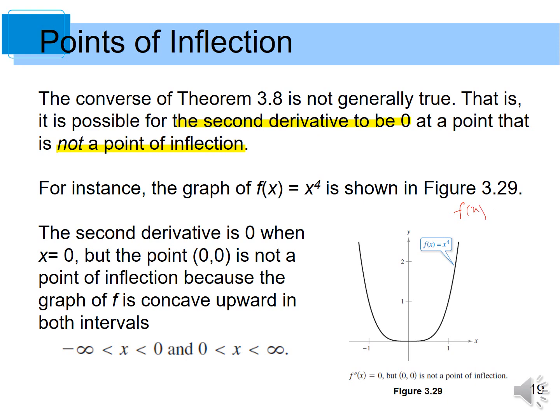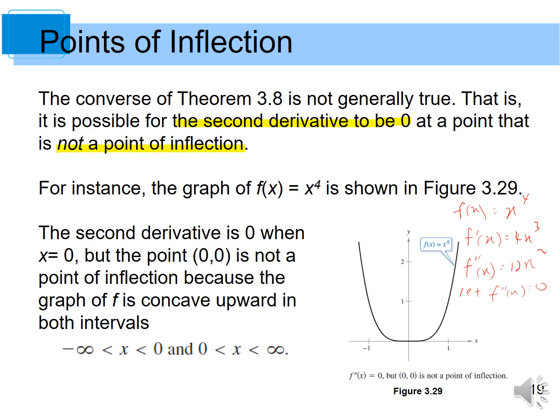The original function is x to the power of 4. Get the first derivative function: we have 4x cubed. And to get the second derivative function, we differentiate the first derivative function, and we have 12x squared.